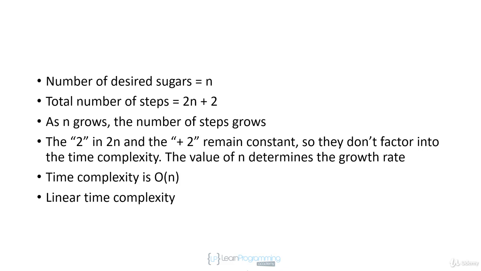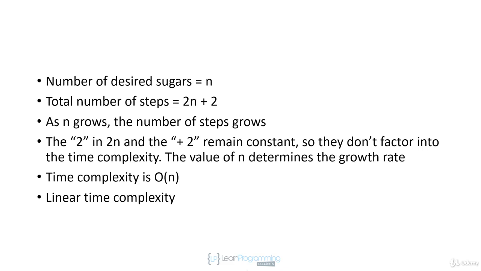Now, as we've seen, when n grows, the number of steps grows. Now notice that the 2's in the 2n plus 2 remain constant. They don't change as the number of sugars changes. And because of that, we don't consider them when we're coming up with the big O value. It's n that's influencing the number of steps. And so in this case, we say that the time complexity for this algorithm is O of n.